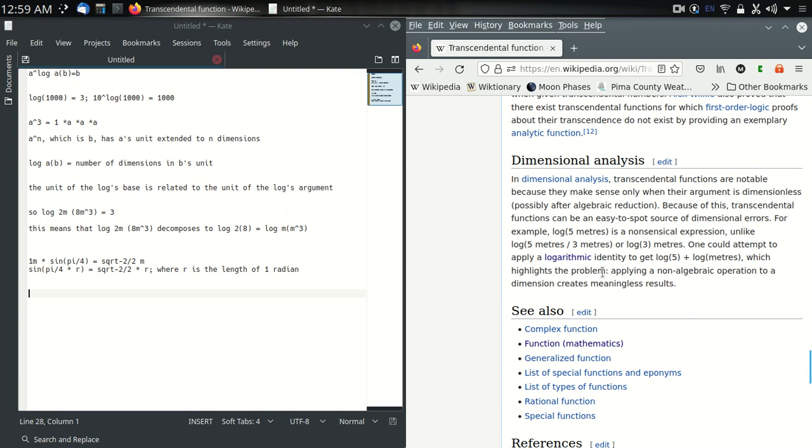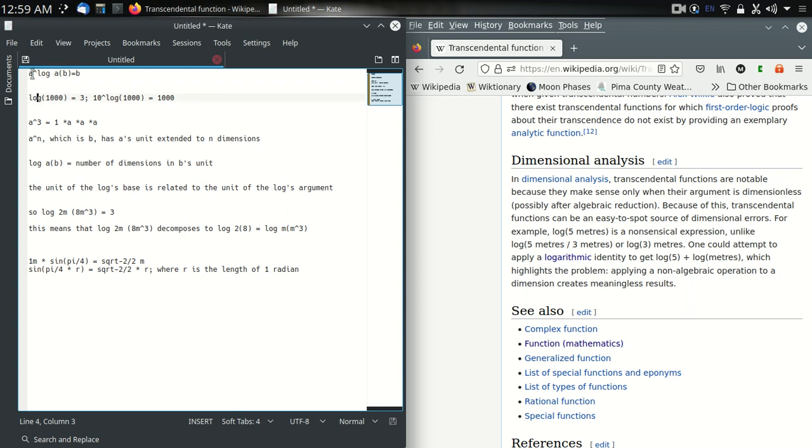One could attempt to apply a logarithmic identity to get log of 5 plus log of meters, which highlights the problem. Applying a non-algebraic operation to a dimension creates meaningless results. Okay, now I have some problems with this. One, let's just look at the log thing, right? So, just fiddling around with it, making sure I have a clear head about this.